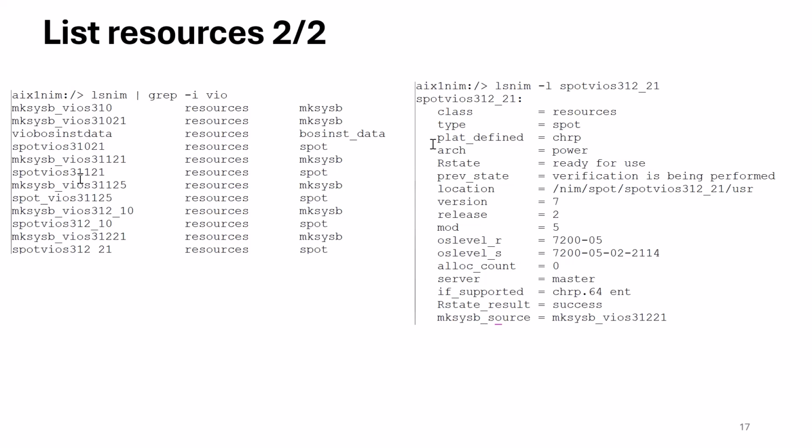And then over on the right is an actual drilled down lsnim of the SPOT, and again, it gives me the output of an oslevel -s, so that I can see what AIX level I would be going to. And when I look at that, I know that that's the minimum level that the NIM server has to be at in order to be able to deal with this particular SPOT in VIO.